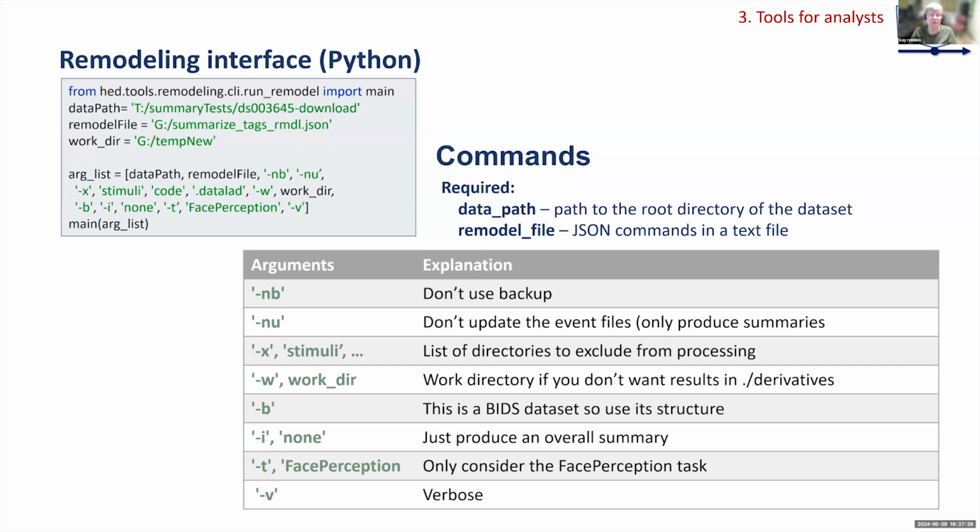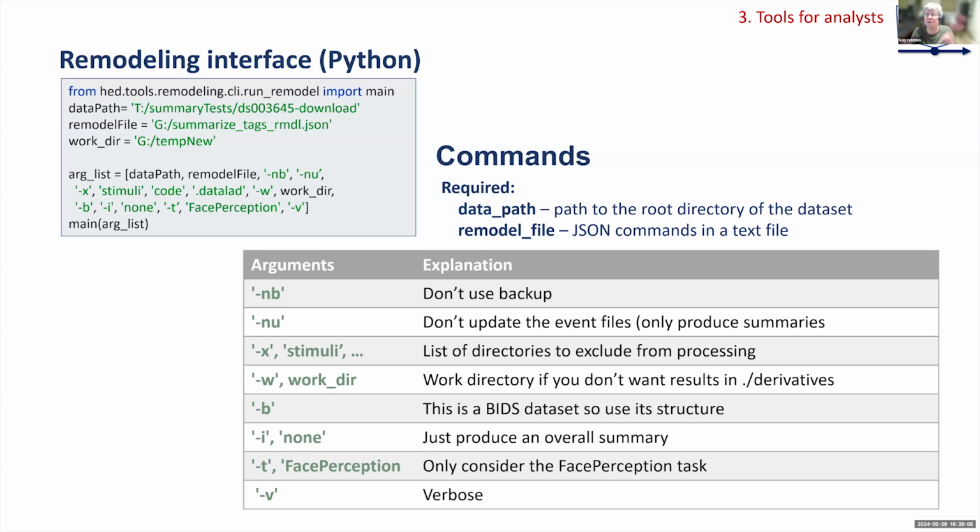And so for a given analysis, you might want to modify the event file, but it's not a good idea to modify your raw data because you don't want to lose it, and it's easy to mess up. So the remodeling interface has a backup. If you're going to actually modify your event files, you should run the backup first, and you just run it once. What it does is preserve the event file tree in your directory in a backup directory. And so you can restore it.